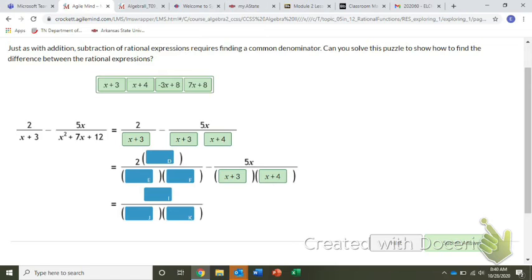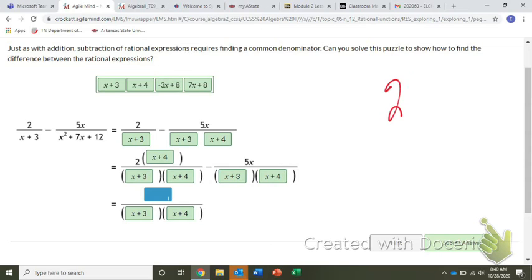However, the left side only has an x plus 3. What's it missing? It's missing the x plus 4. So, we must multiply by x plus 4 on the top and the bottom of the side that's missing it. Okay? Now, since my denominators are the same, I can bring them straight down. And all that's left to do is combine the top.